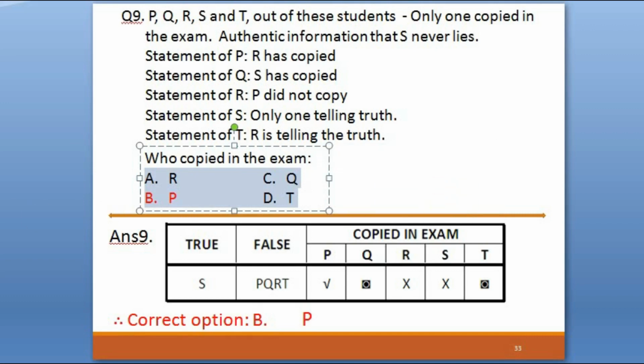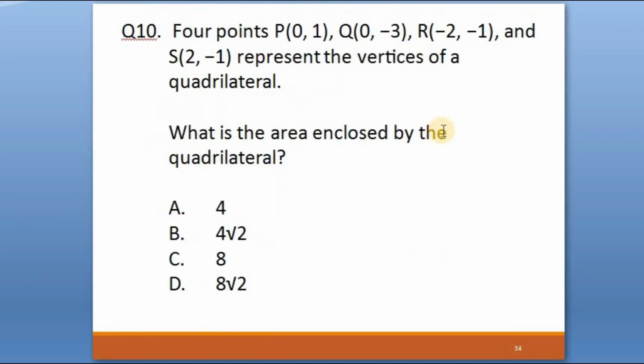Now let's move to the next question. 4 points: P with the vertices (0, 1), Q with vertices (0, -3), R with vertices (-2, -1), and S with vertices (2, -1) represent the vertices of a quadrilateral. What is the area enclosed by the quadrilateral?